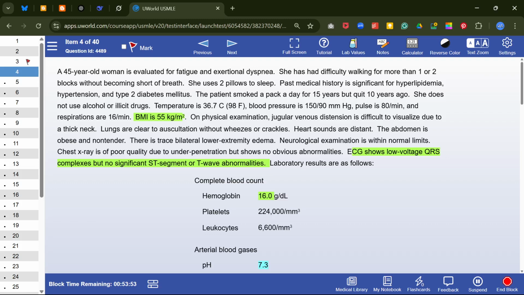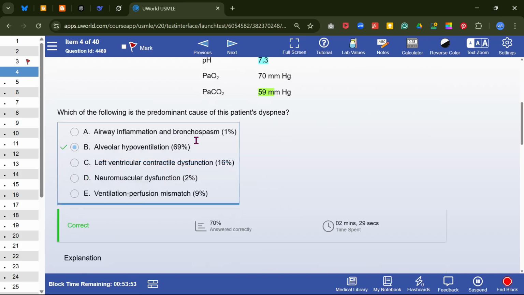Yes. Hypoxia and hypoventilation, these two causes have a normal AA gradient. And increased AA gradient has three causes: ventilation-perfusion mismatch, diffusion limitation, and right to left shunt. These three have increased AA gradient.